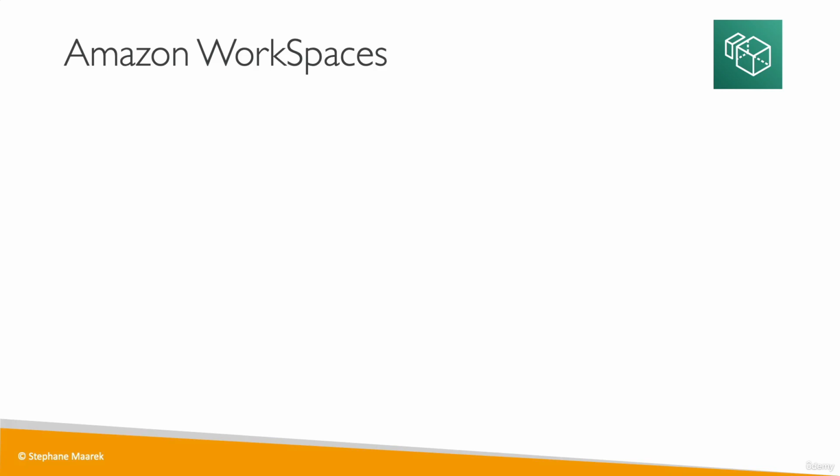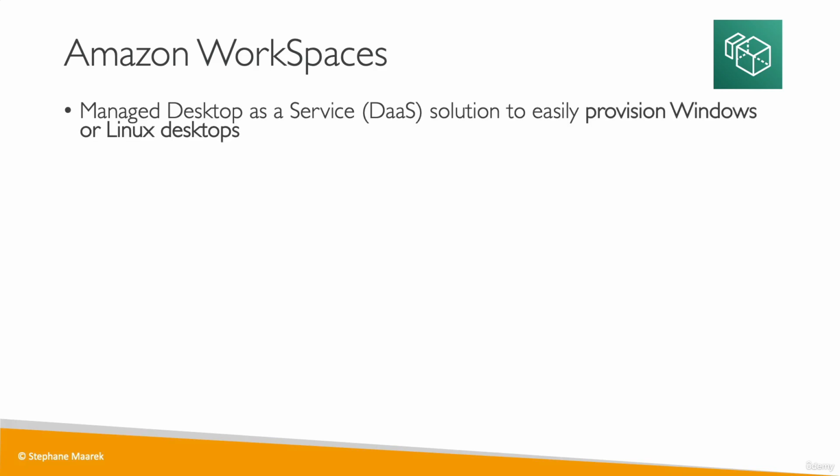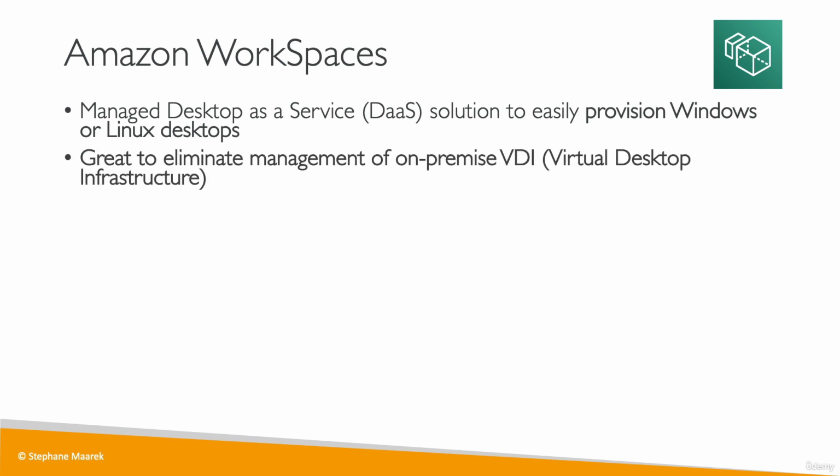So let's talk about Amazon Workspaces. It's a managed desktop as a service, so DaaS solution to easily provision Windows or Linux desktops. The idea is that it is going to be a solution that allows you to eliminate what's called on-premises VDI, so virtual desktop infrastructure. If someone wants to have a Windows laptop in the cloud, they can do so using Workspaces. It's fast and it quickly scales to thousands of users.